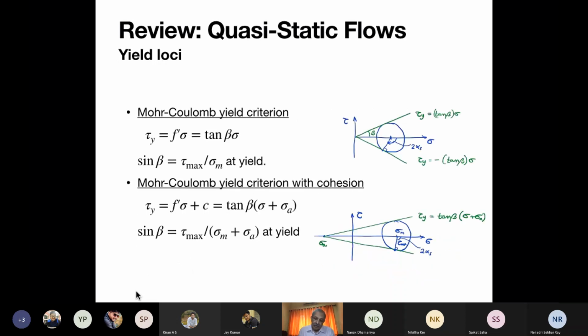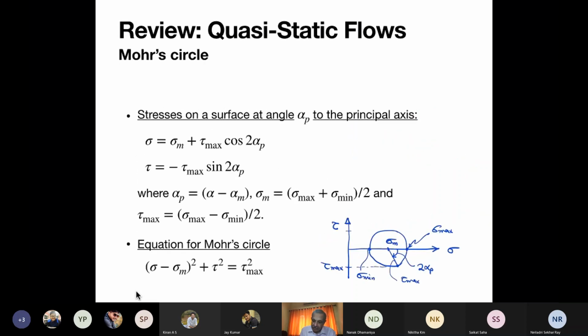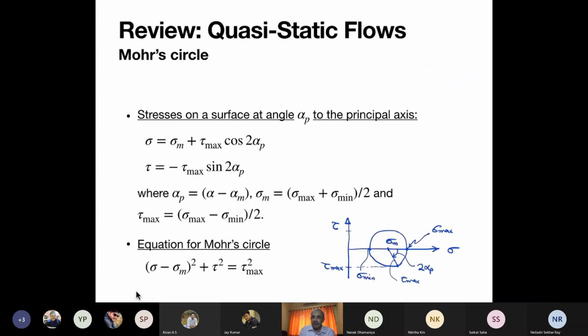And then, as I said last time, everything up to this point is material independent. Whether you take water, granular material, a block of steel, anything, this is always going to be true. If you are given these stress components xx, yy, xy, then you can calculate the Mohr circle and it will tell you what the stress is at any angle. So that is always the case.